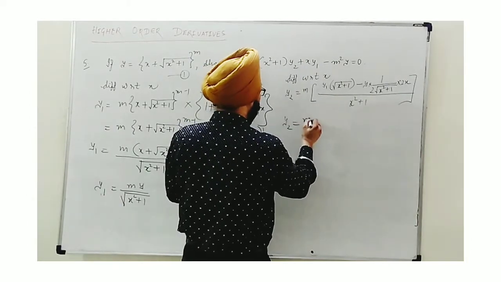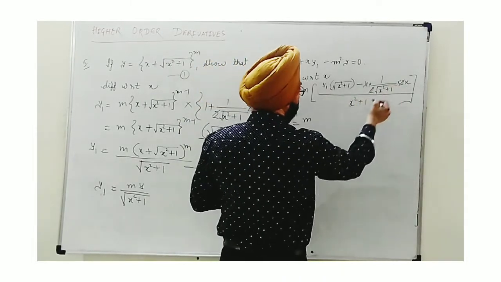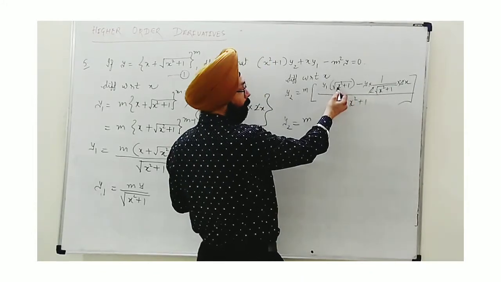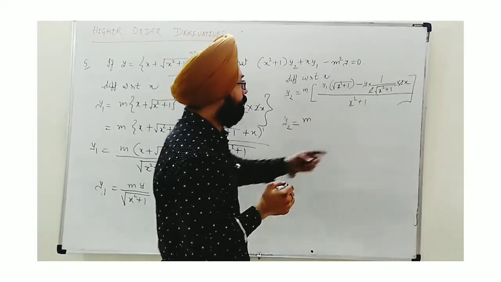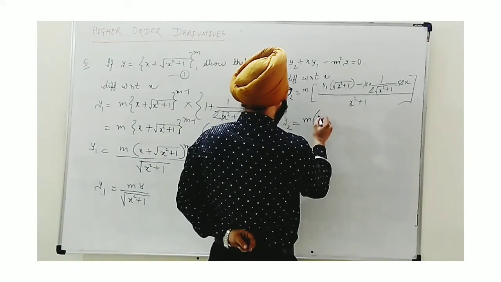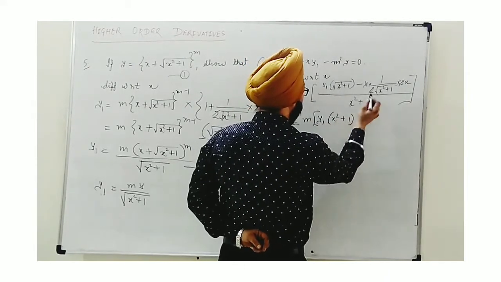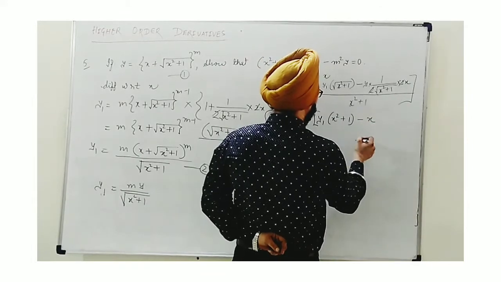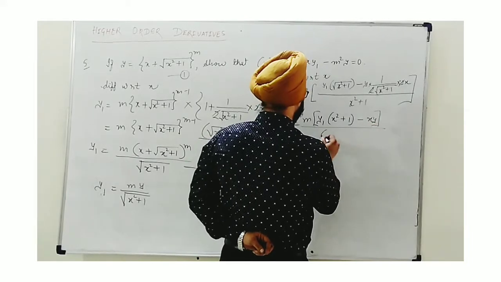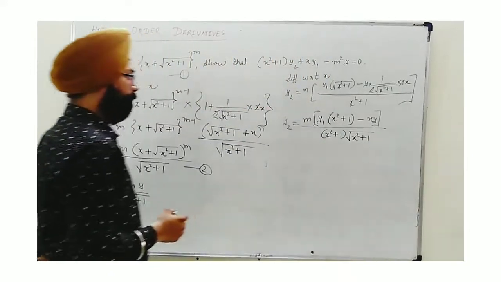Now we have to simplify this one as y2. This is equal to m. When I simplify, I find this 2 and 2 cancel out. This will be multiplied here. So this √(x² + 1) into √(x² + 1) again will eliminate the square root sign and the LCM will come down here. So we will find y1 (x² + 1) minus xy upon (x² + 1)√(x² + 1).